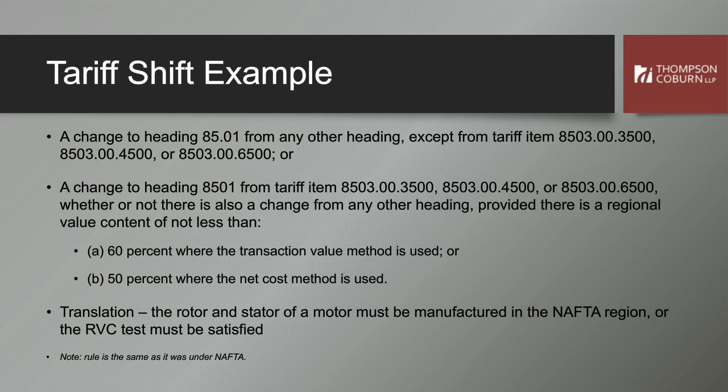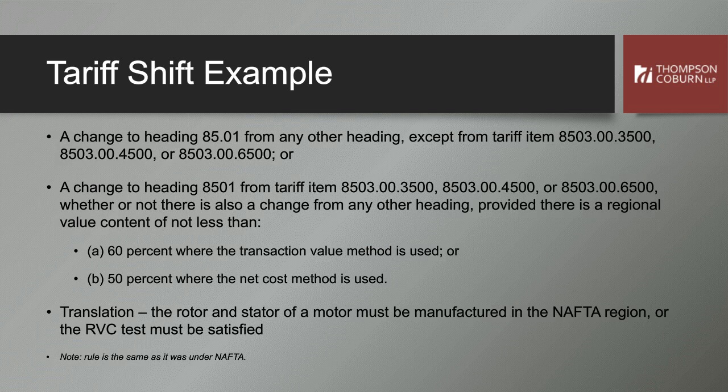There is an exception, or another rule. The other rule is that you make it from, it goes to 8501, which is the motor, from tariff items 8503.00.35, 45, or 65, whether or not there is also a change in classification, provided there's a regional value content. What they're saying is you can import the rotor and stator or both, and make the motor in the NAFTA region. If the value attributed to the NAFTA production is 60% based on the transaction value method or 50% based on the net cost method, it will still originate. So there are two sets of rules, and you can pick which one you use. Generally, you really want to try to stick with the tariff shifts, but you can't always. So you have to do the costing analysis or the transaction value analysis to get to origin and make sure that it qualifies under the NAFTA.